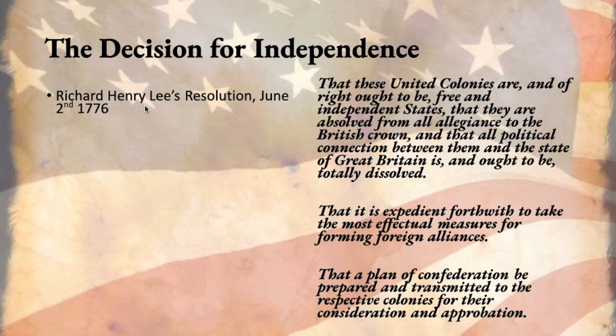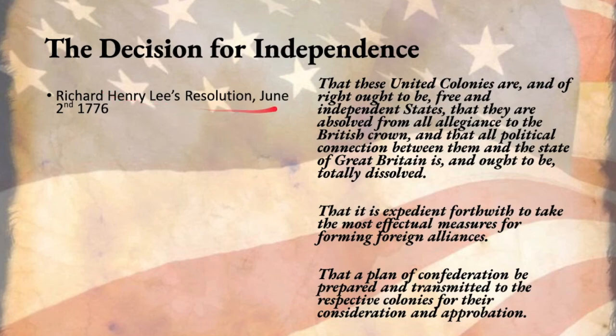Richard Henry Lee from Virginia actually offered the first resolution for independence on June 2nd, 1776. In this resolution, some of these words we'll find in the Declaration of Independence: that these United Colonies are and of right ought to be free and independent states. They're absolved from all allegiance to the British Crown, and all political connection between them and the state of Great Britain ought to be totally dissolved. It talks about how they should make alliances and plan a form of confederation to go forward and govern themselves.